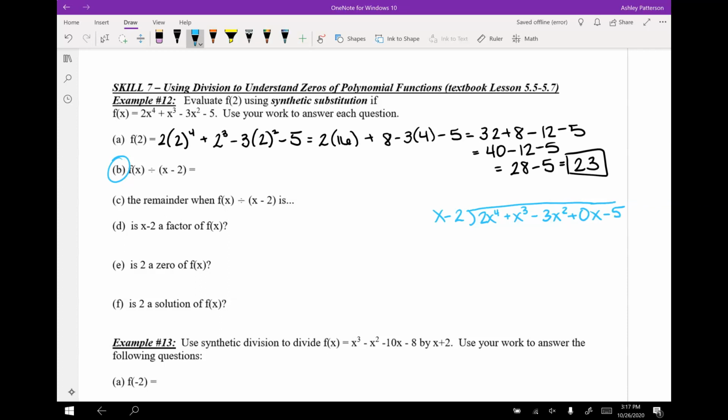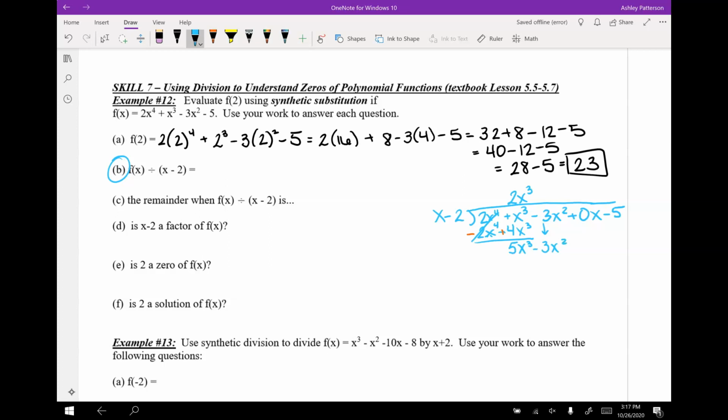Okay, off we go. 2x to the 4th divided by x leaves us with 2x cubed. When we multiply it back through, we get 2x to the 4th minus 4x to the 3rd. There we go. And then we subtract or change the signs. So that first term cancels out. We end up with 5x to the 3rd. Bring down the negative 3x squared and start over.